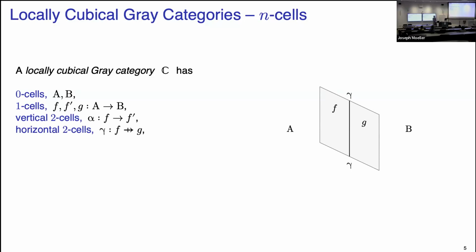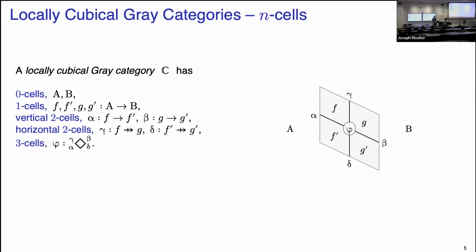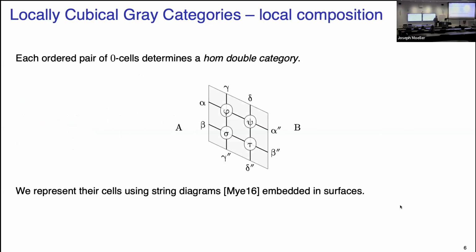And finally, if we have a pair of vertical and a pair of horizontal 2 cells with the appropriate collection of 1 cells, all bounded by the same pair of 0 cells. I think I misspoke. We want 4 1 cells, but anyway, it determines this collection of 3 cells. So I've been drawing these things over here on the right in surface diagrams, and what's going on here is that the local structure of a locally cubical Gray category is indeed just that of a double category. So here, this configuration of cells is the one that describes the middle four exchange, which we learned about yesterday in the tutorial. And we can represent these things by drawing them as string diagrams embedded on surfaces.